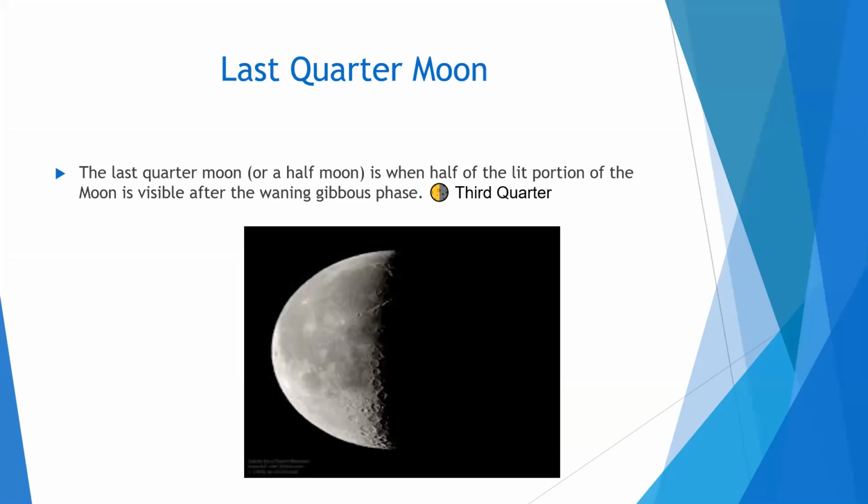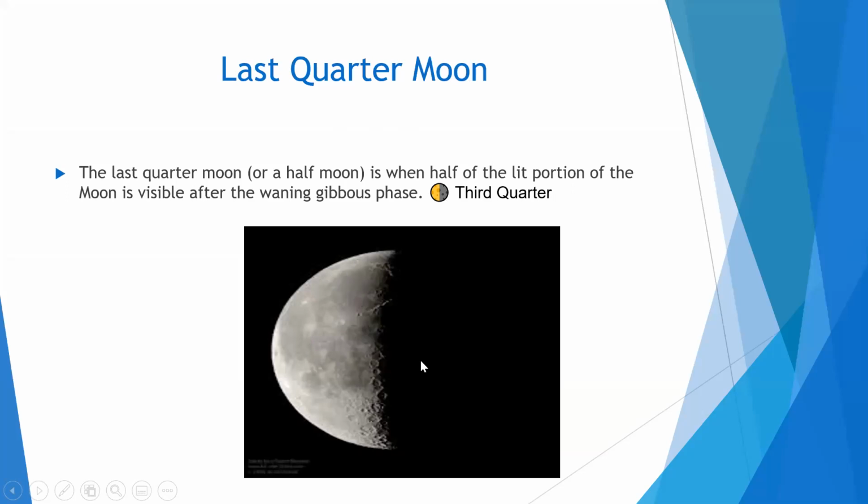The last quarter moon, or a half moon, is when half of the lit portion of the moon is visible after the waning gibbous phase, also known as a third quarter. Okay, now this is an example of a last quarter moon or a third quarter. And notice how when we're looking at it, half of the moon is lit and the other half is darkened.